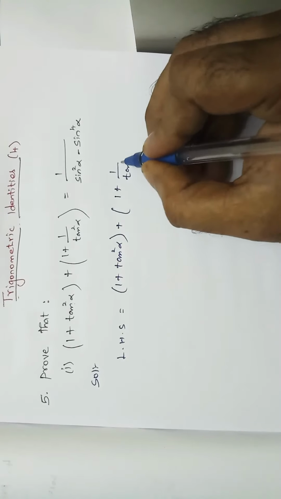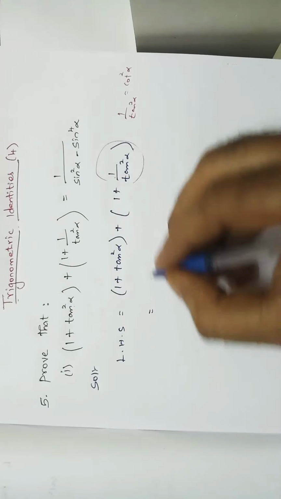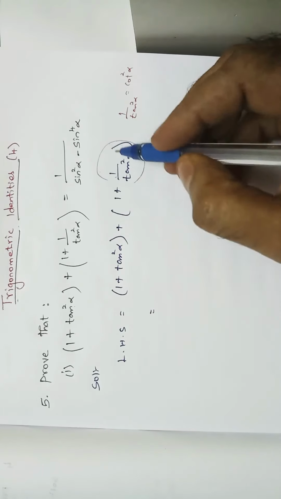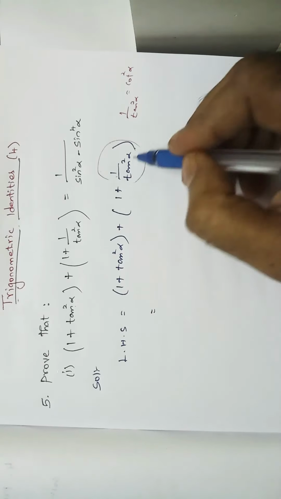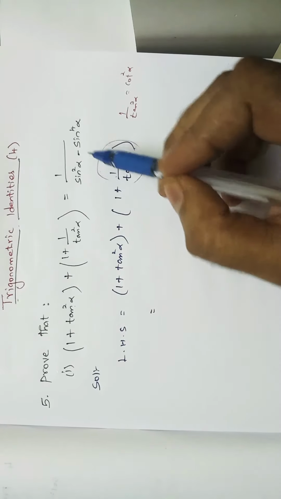First I am converting this 1 by tan square alpha. We already know that the reciprocal of tan square alpha is cot square alpha, so 1 by tan square alpha is nothing but cot square alpha. First I convert in terms of cot, then in terms of sin cos. Why? Because the RHS is in the form of sin alpha. If we convert in terms of sin and cos, then the cos can be converted in terms of sin, since cos square alpha is 1 minus sin square alpha.